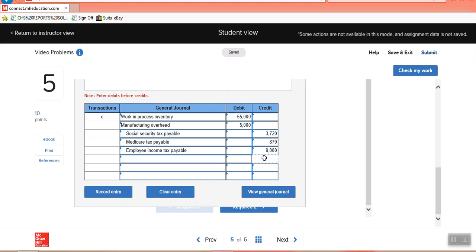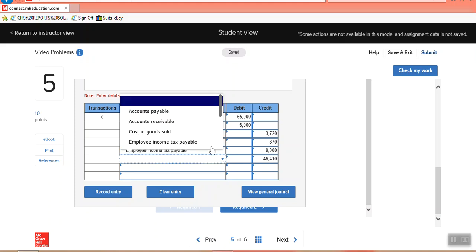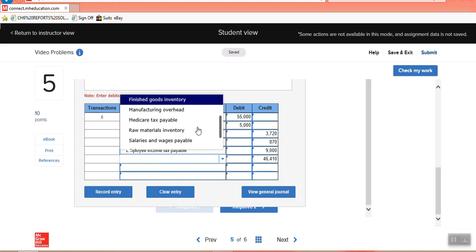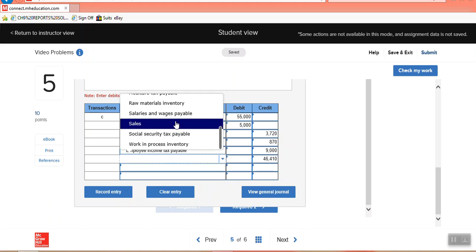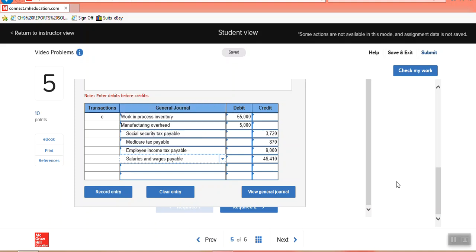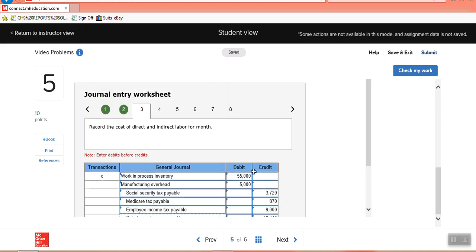So if we take those debits and subtract the credits out, we can get the net pay, which is $46,410. And that net pay is something that we owe our employees. It's a liability that we owe our employees, so that's salaries and wages payable. So that entry is finished now.